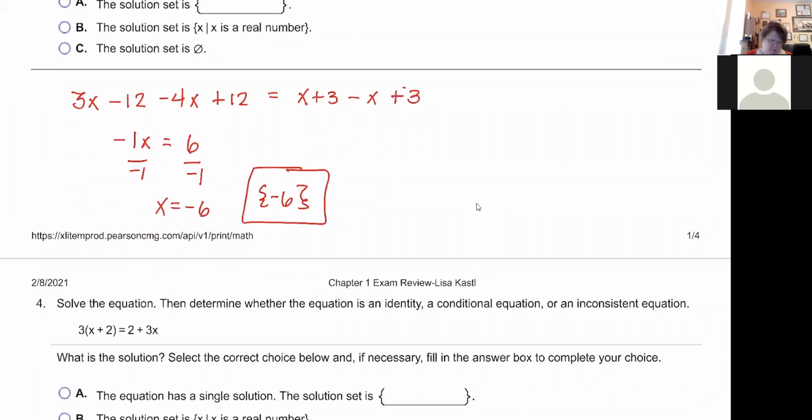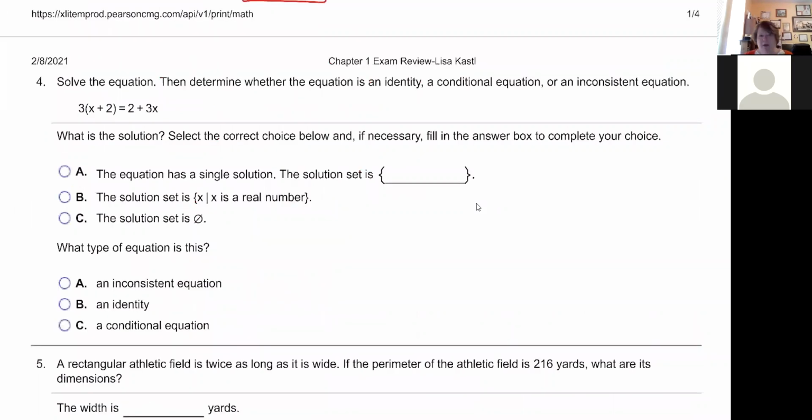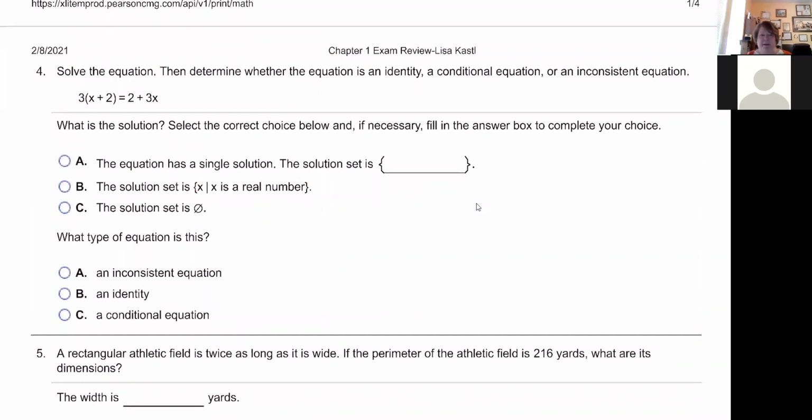All right, the next problem is another solve the equation. You get the first part and then you get the second part. So they pop up separately. But we're going to solve this equation just like we solve any linear equation. We're going to first remove the parentheses by distributing the 3 across. So I get 3 times x is 3x. 3 times 2 is 6. So on the left-hand side of the equation, I have 3x plus 6. On the right-hand side, I have 2 plus 3x.